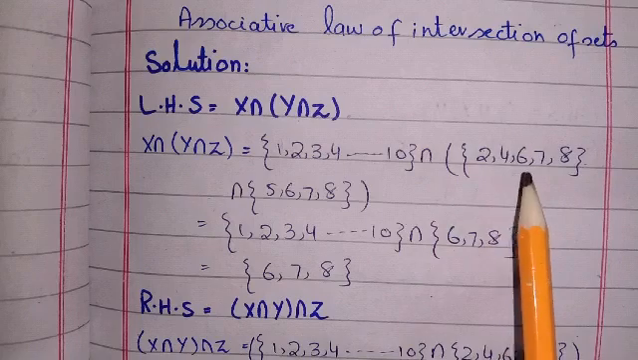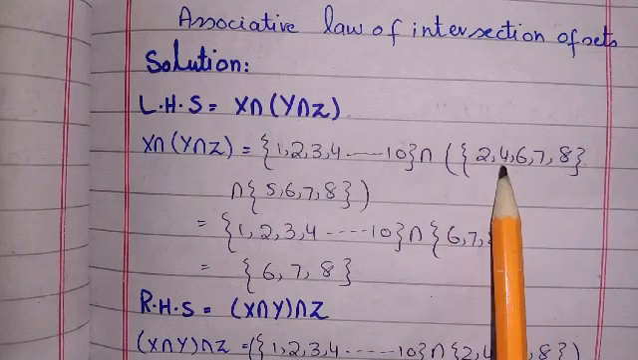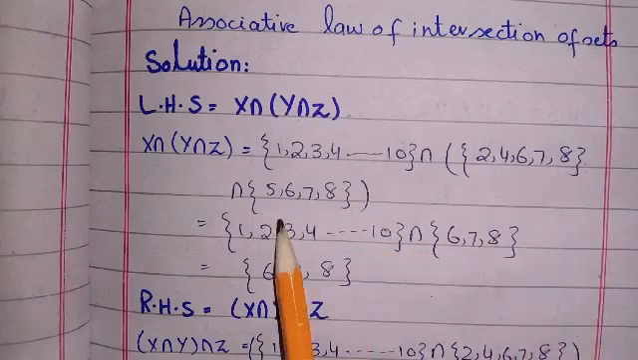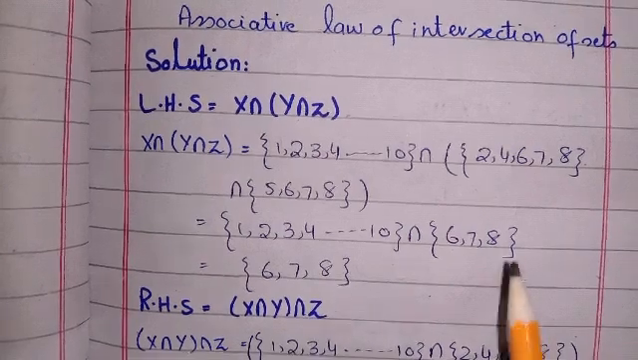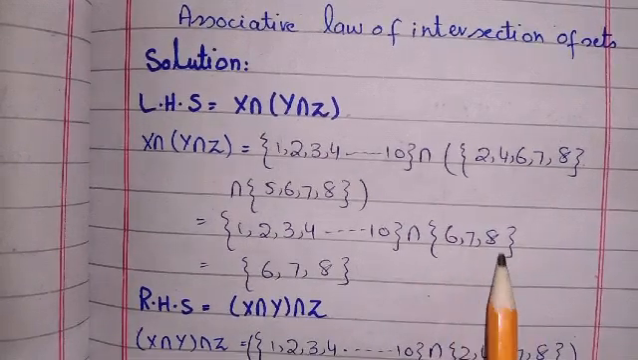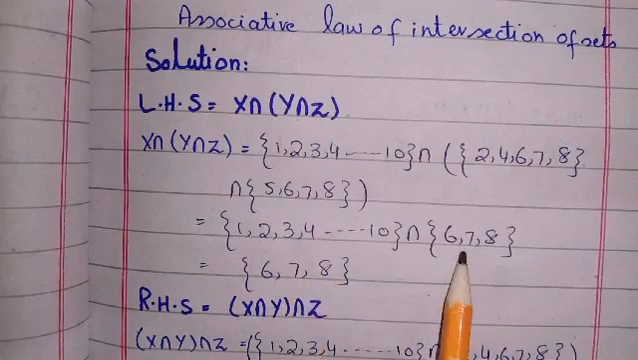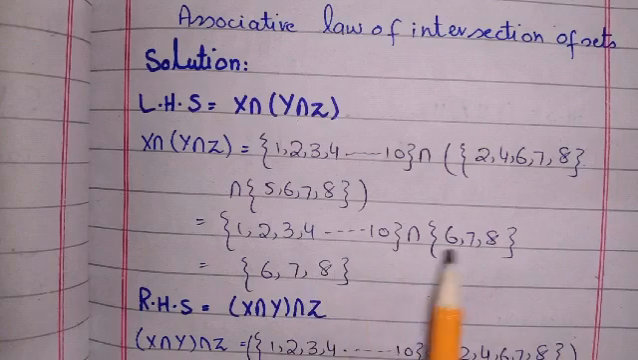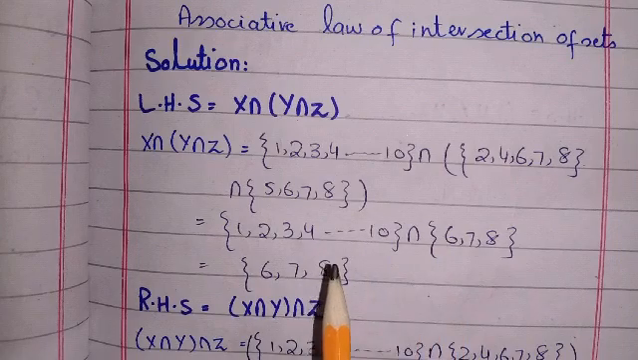And now students, by finding the intersection of Y and Z, in Y we have 2, 4, 6, 7, 8, and in Z set we have 5, 6, 7, 8. It means there are three common elements in both sets, which are 6, 7, 8. So we will write in the resultant set 6, 7, 8. Now students, we have to find out the intersection of X set and the resultant set.